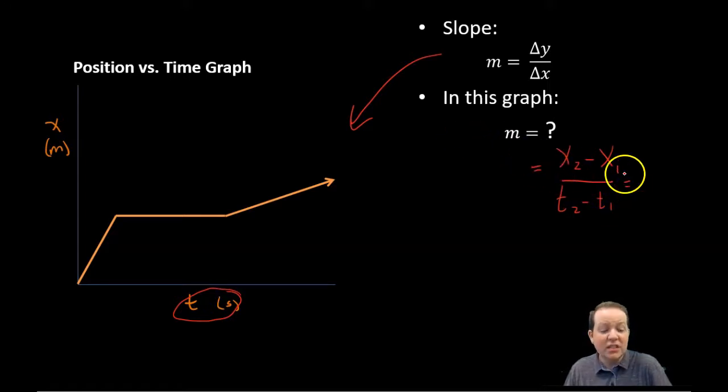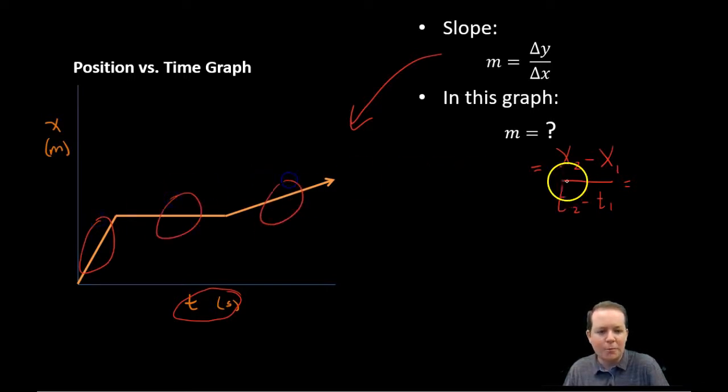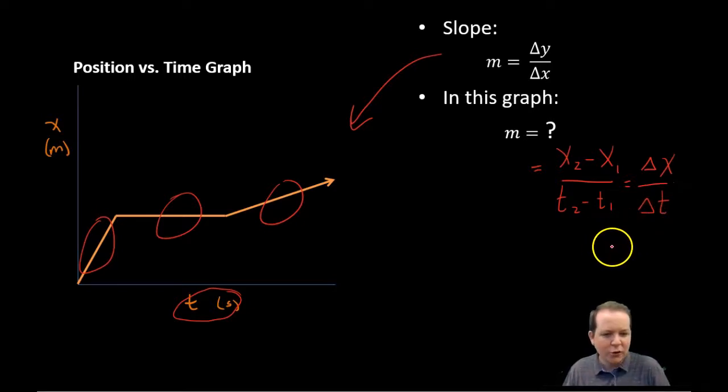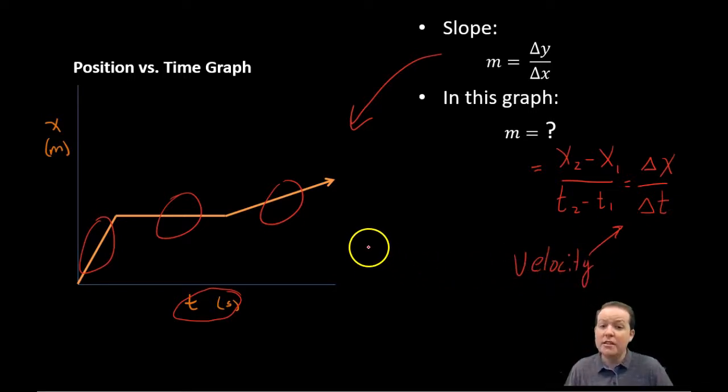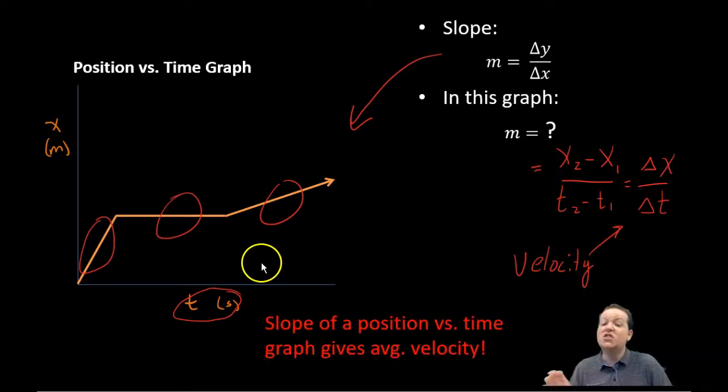So that means the slope of this graph, when I look at the slope of this line, or the slope of this line, or the slope of this line, I'm looking at the change in position divided by the change in time. Is that anything that we learned, the change in position divided by the change in time? Well, gang, that's velocity. That's why I'm looking at the slope here, because, oh my gosh, there is something very interesting and not necessarily intuitive about this graph. The slope of a position versus time graph gives us the average velocity.